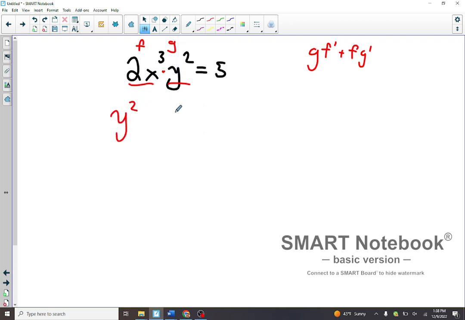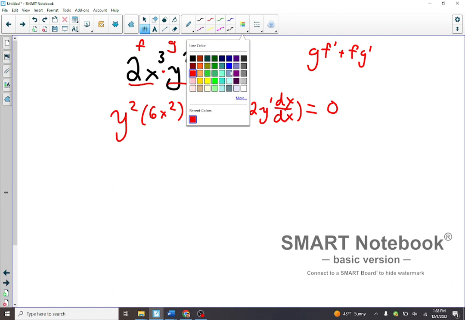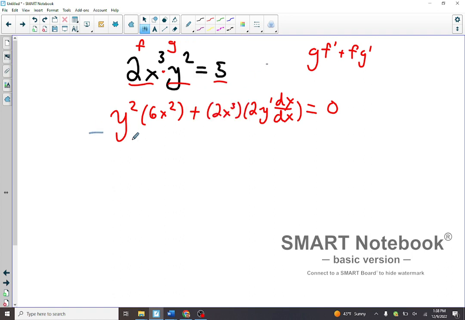G, which is y squared, times f prime, which is the derivative of this, 6x squared, plus f, the original 2x to the 3rd, times the derivative of y squared, which is 2y to the 1 power, dy dx. That equals the derivative of 5, which happens to just be 0. Remember, our goal is to get dy dx by itself. So I'm going to subtract this to the other side.